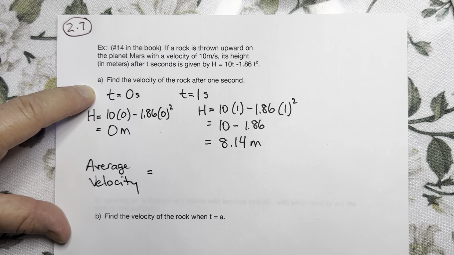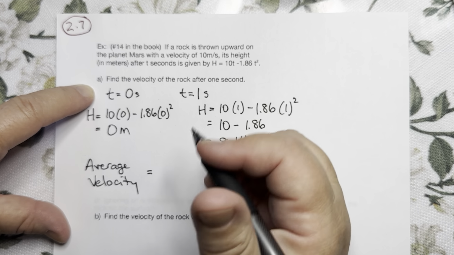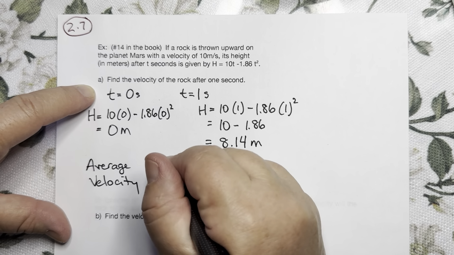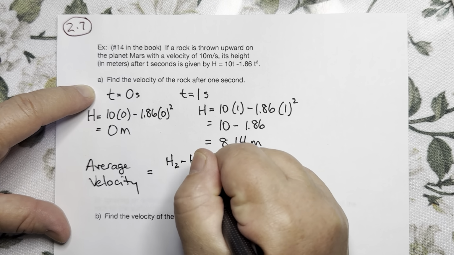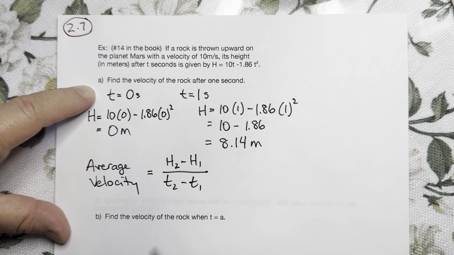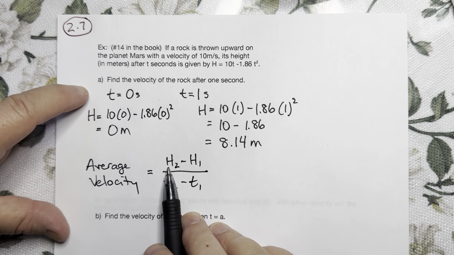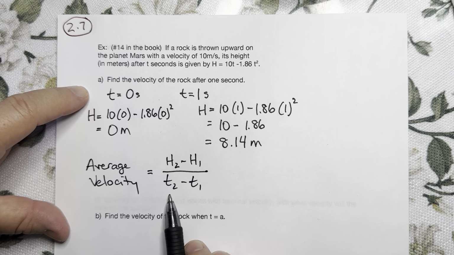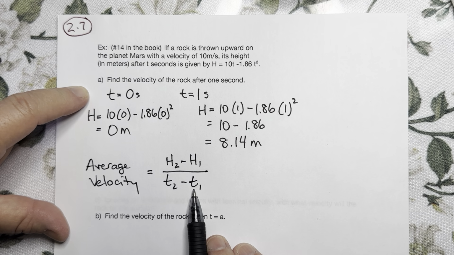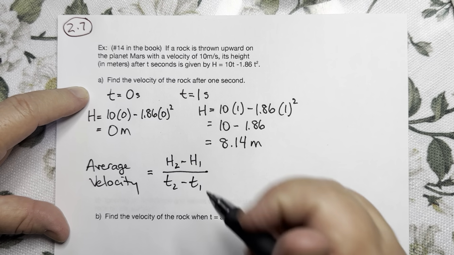So the average velocity is going to be equal to, we're going to look at h. Here, let me go ahead and write out the formula so it's very clear. The height at the second time minus the height at the first time over the time. So how far did it go over how long did it take? So that's our formula for average velocity.